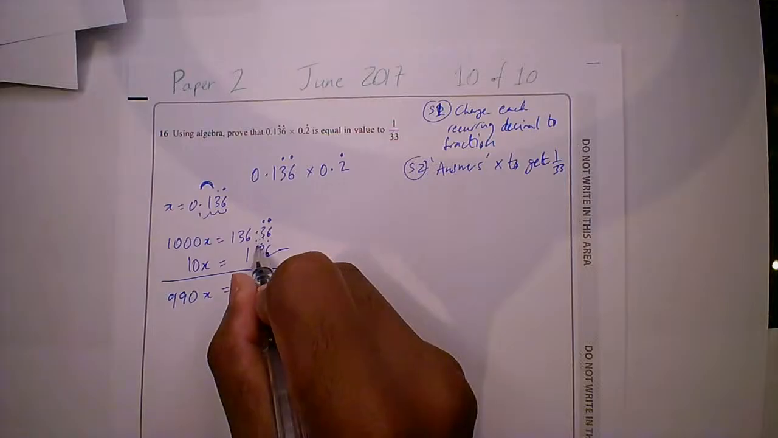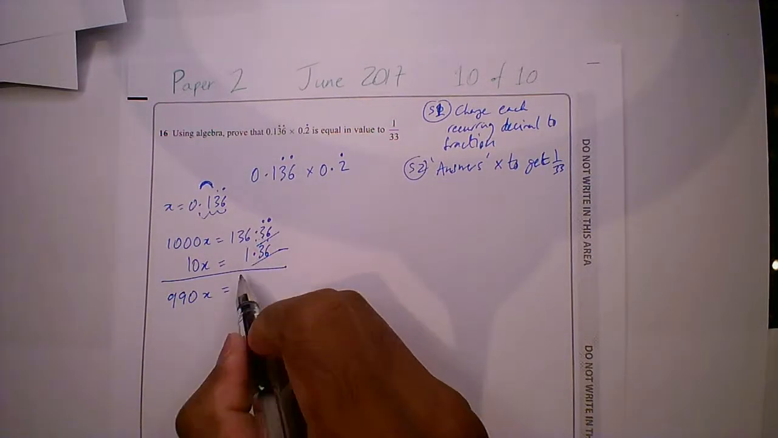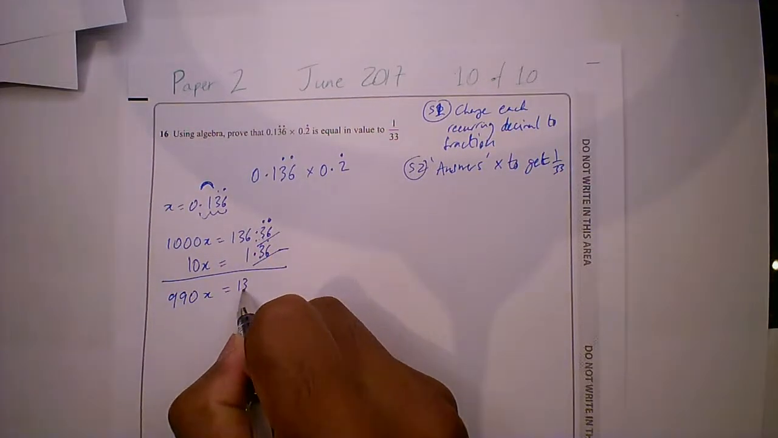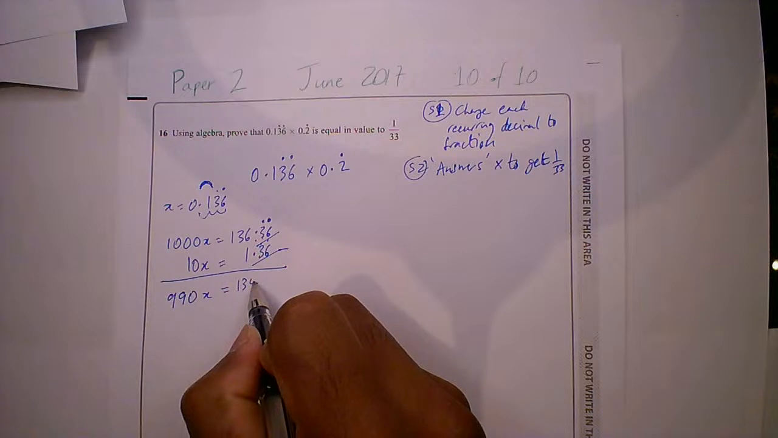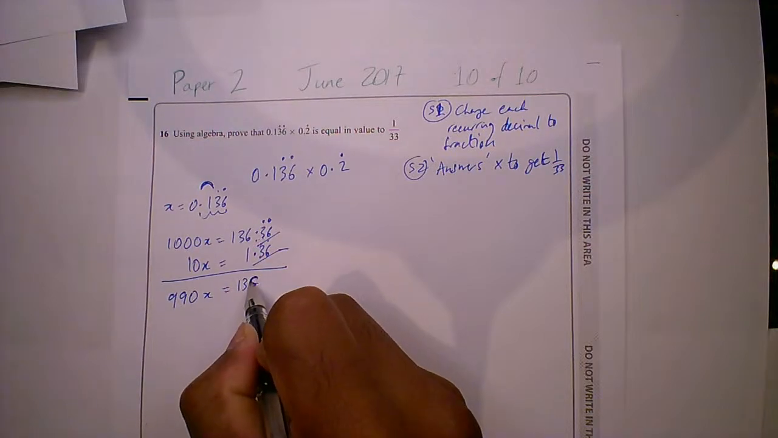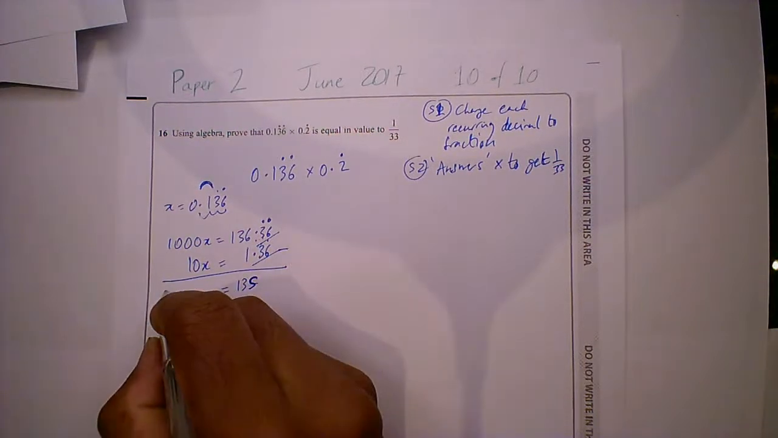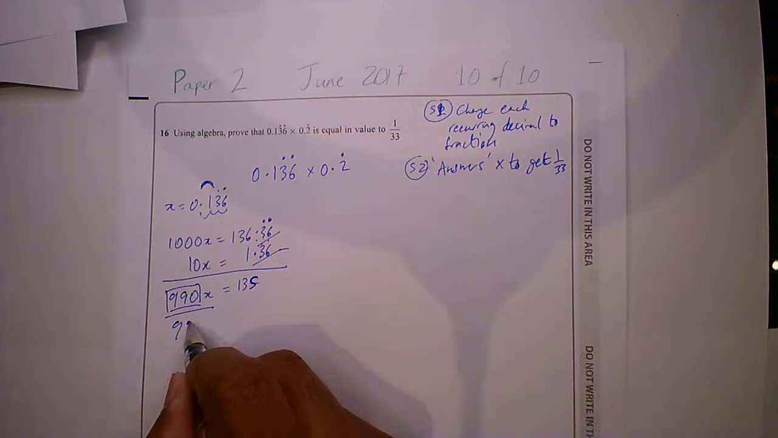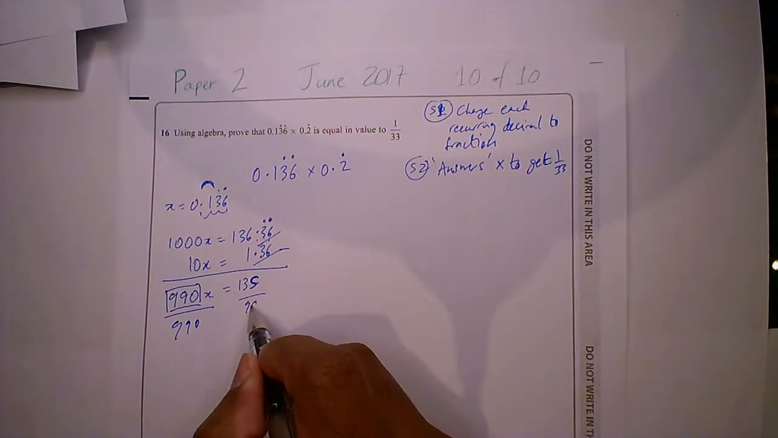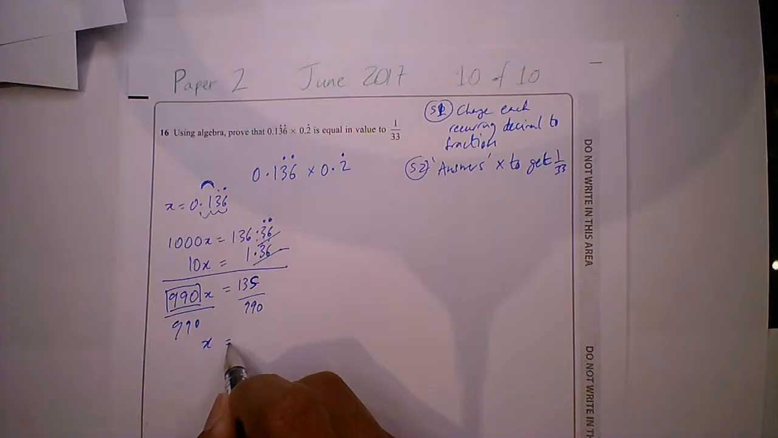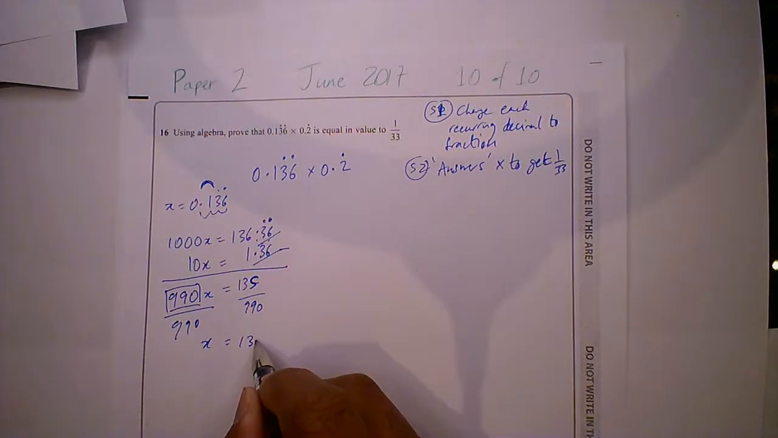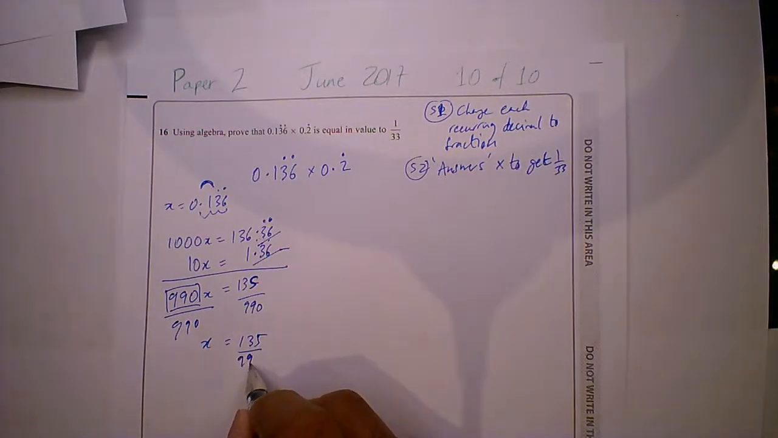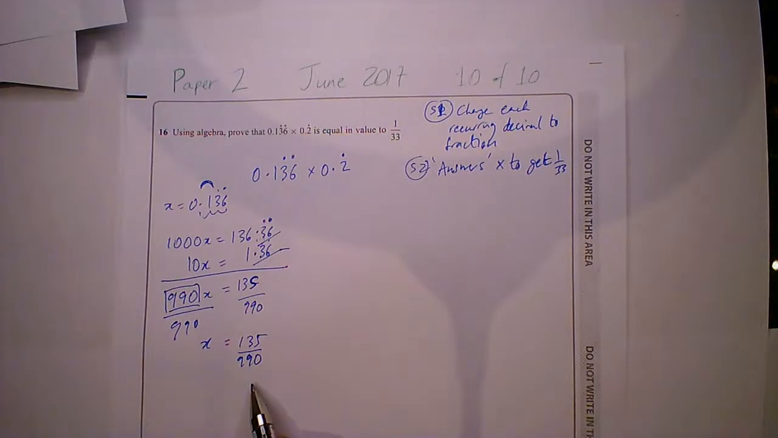Now I can subtract my place values. 136 take away 1 is 135. 136 take away 1 is 135. And then I am dividing by 990. X equals 135 over 990. Now I can keep simplifying.